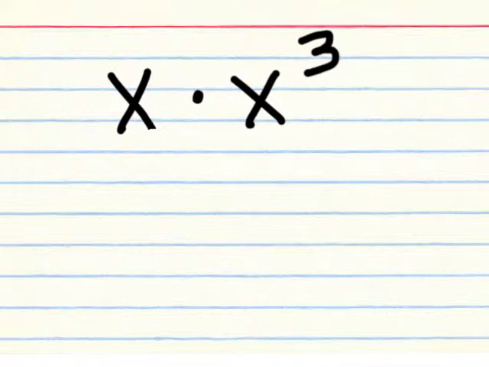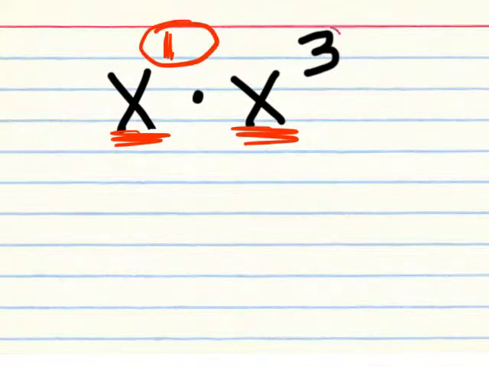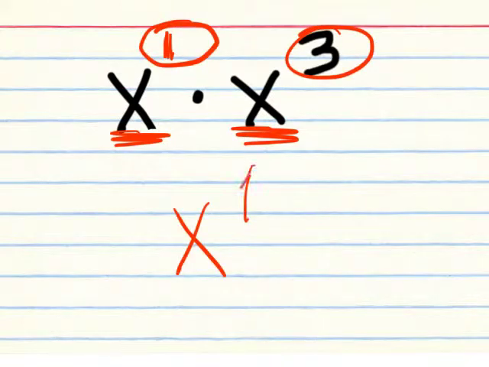x times x to the third power. If you have a variable that is the same in each expression, x and x to the third, when you multiply, you add the exponents together. That's a 1. It's not written, but it's still a 1. 1 plus 3 would be 4. The answer would be x to the fourth power.